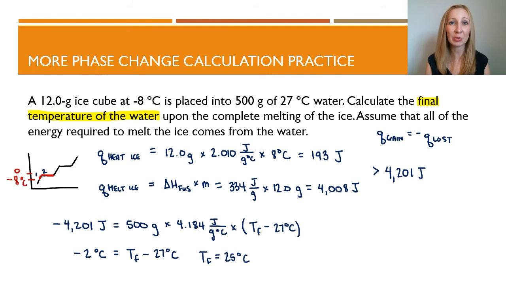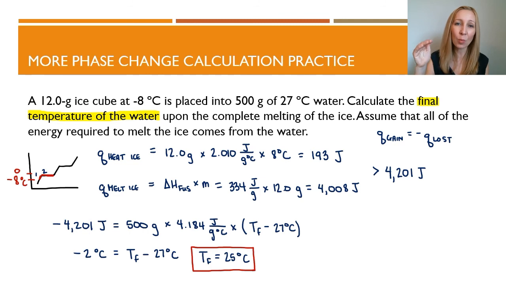my final temperature. And that makes complete sense because I have a large amount of water and I put a tiny little ice cube in it, and that ice cube melted. What that's going to do is bring that water temperature down just a little bit, because I have a lot of water and just a tiny little ice cube, so it changes that temperature just a tiny little bit to melt that ice.